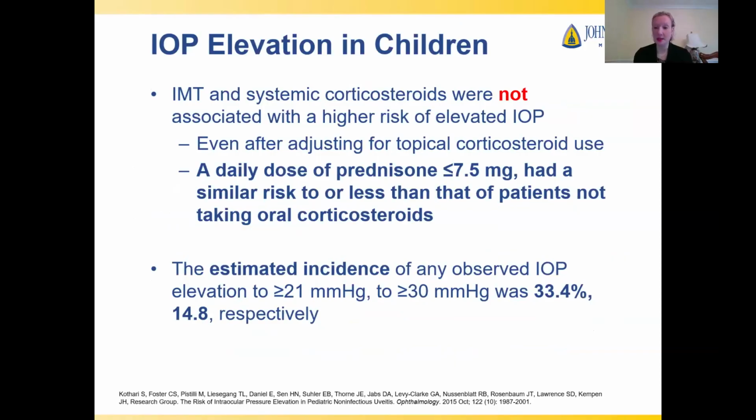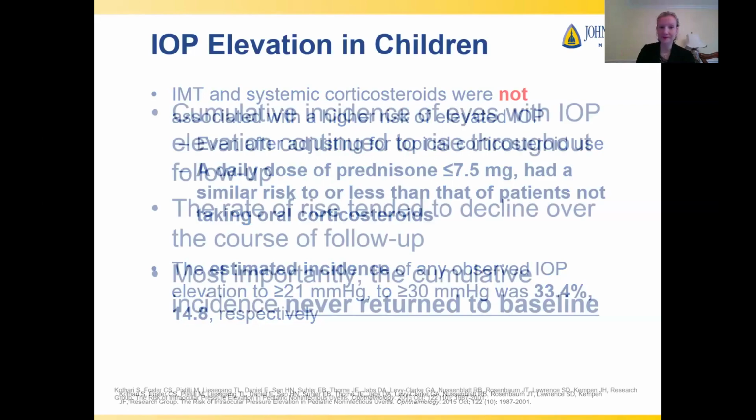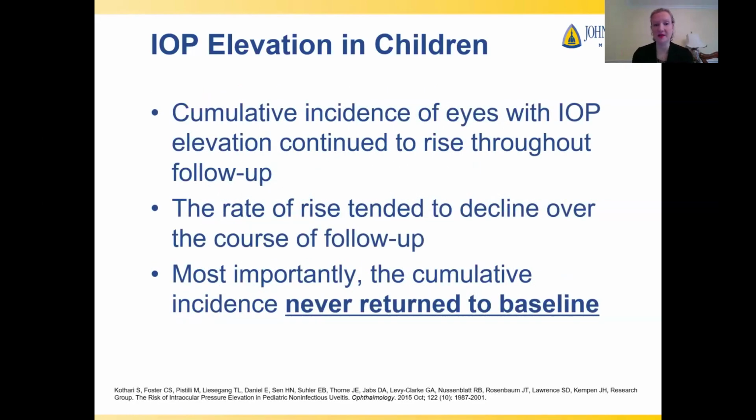So a daily dose of prednisone, 7.5 milligrams or less, had a similar risk or less than patients not taking oral corticosteroids. And the estimated incidence of any observed eye pressure elevation to greater than 21 millimeters of mercury or greater than 30 millimeters of mercury was 33% or 14.8% respectively. And mind you, the risk never goes down. Cumulative incidence of eyes with eye pressure elevation continued to rise through the follow-up.